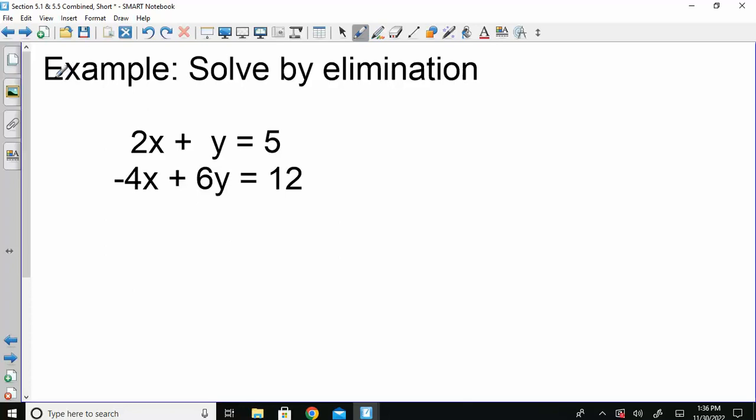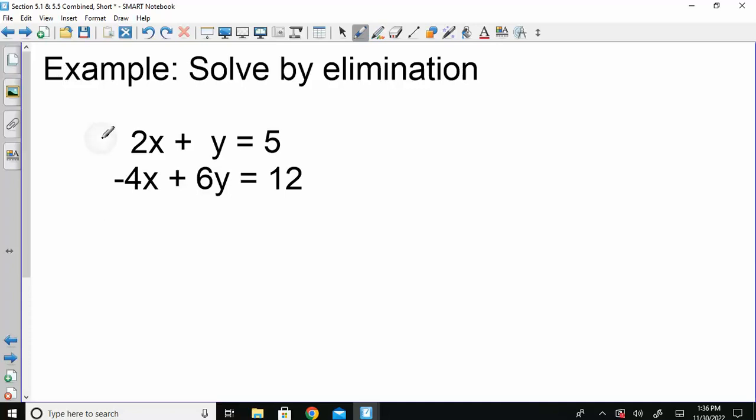So the goal with elimination is to be able to add these equations together and eliminate one of our variables. That happens when you add together opposites. So like 3 plus negative 3, 5 plus negative 5. So what we have to do before I add these is we have to multiply by something so that one variable will cancel out. So you pick your variable. If I wanted x to cancel out, what would I have to do?